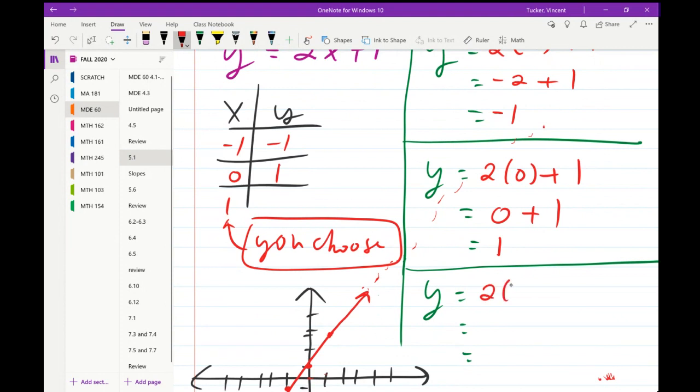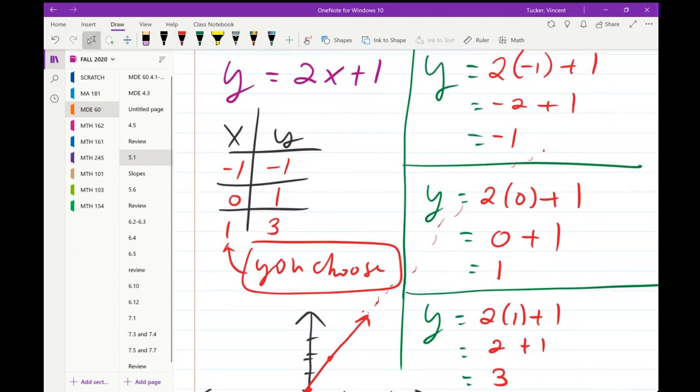So you plug in 0, you get out +1. Then plug in +1. 2 plus 1 is 3. So when you plug in +1, you get out 3. You get y equal to 3. So I'll give you a chance to write that down. Any questions?